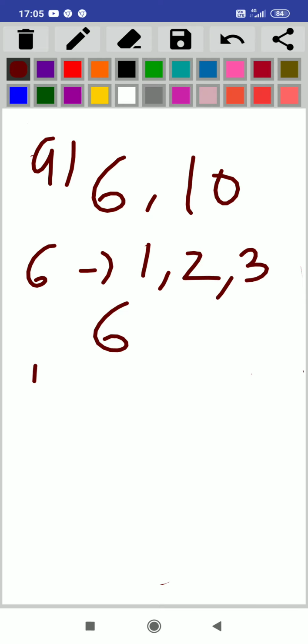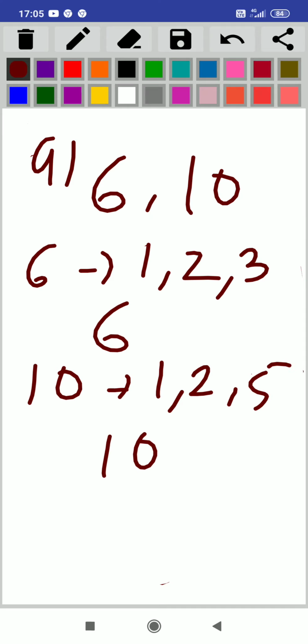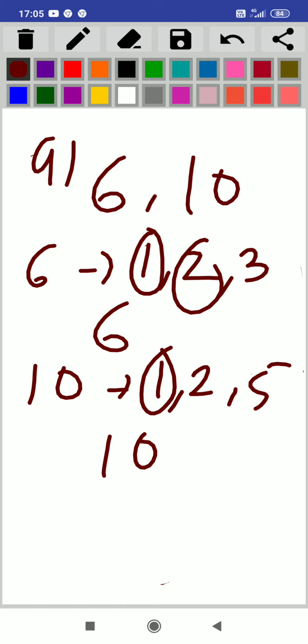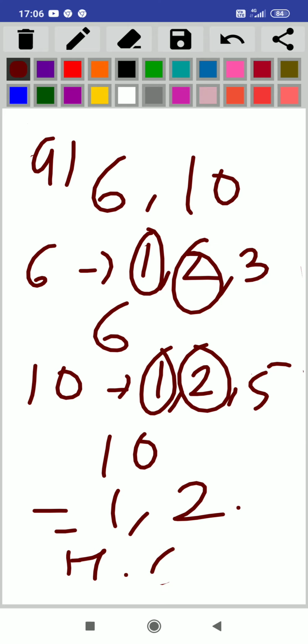So we will write here 6 and 10. The factors of 6: 1 is common, 2 threes are 6, 3 twos are 6, and 6 ones are 6. And the factors of 10 are 1, 2 fives are 10, sorry, 5 twos are 10, and 10 ones are 10. So the common factors are 1 and 2, and the highest common factor is 2. So our answer is 2. So this exercise is finished here. Thank you so much.